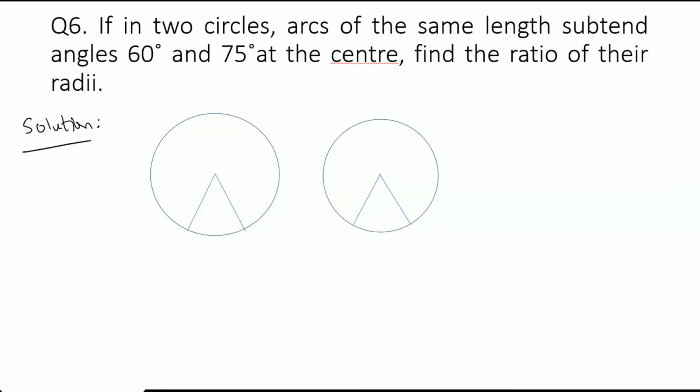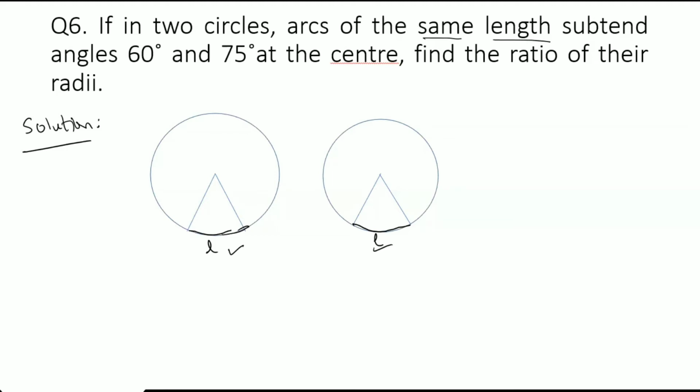So let's see what is given here. Two circles are given. Let's say these are the two circles. Arcs of the same length. That means the arcs formed are of the same length. Let's say this is my arc here, one arc, and the other one is here, two arcs. And these two arcs are of the same length. So let's say this is L, so this is also L.